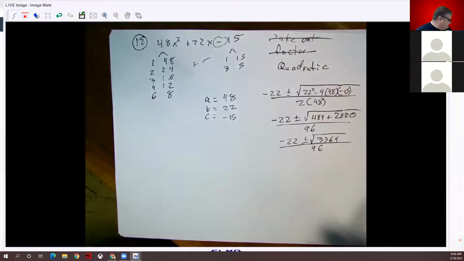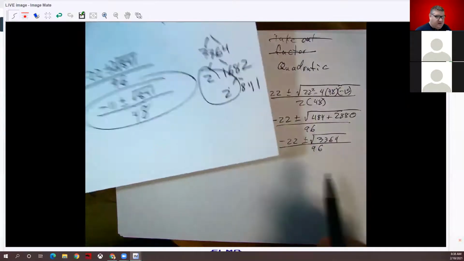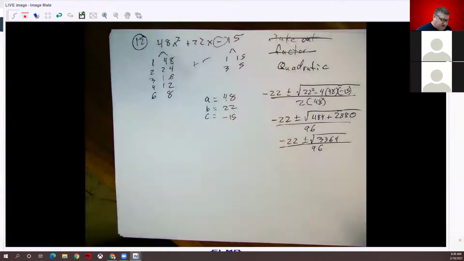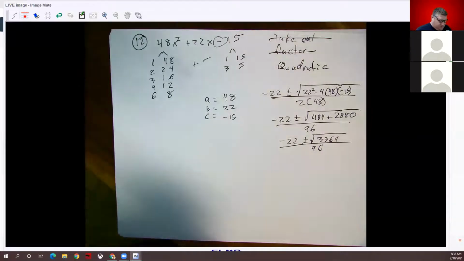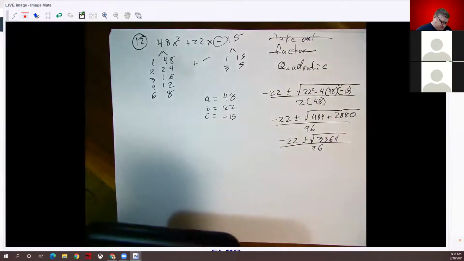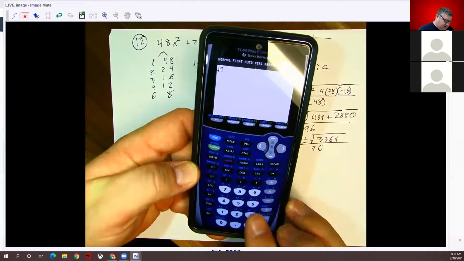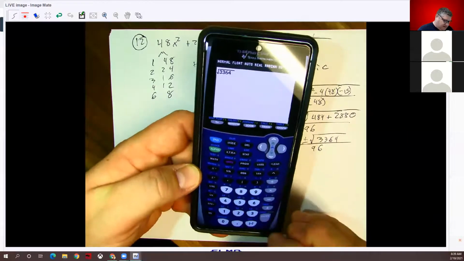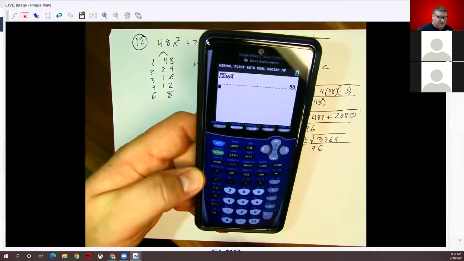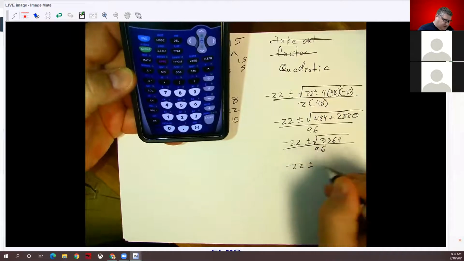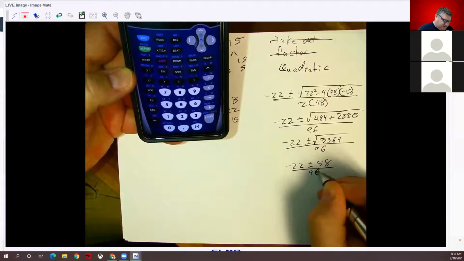Now, I can tell you that the first time I did this problem last hour, because I hadn't done this problem in forever, I tried making my little table and breaking it down, which I could do. But what should I at least try to do before I move any further forward with this fatty number right here? Let's take a square root. The square root of 3364, oh, it's just 58. So now I got negative 22 plus or minus 58 over 96.